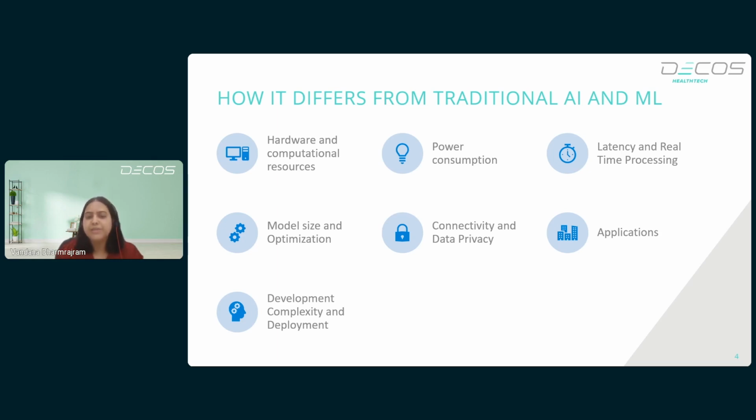And the last difference is development complexity and deployment. TinyML requires expertise in embedded systems, model compression, and hardware-specific optimizations, while the traditional AI/ML model primarily focuses on data science, deep learning model training, and large-scale deployments in cloud and or enterprise environments.